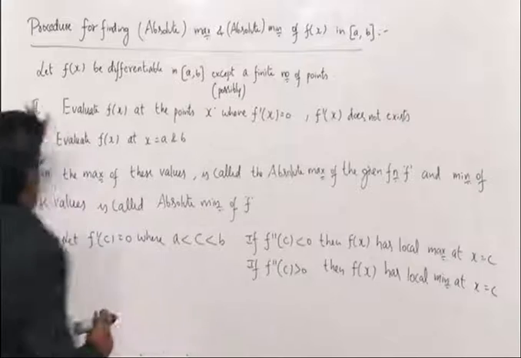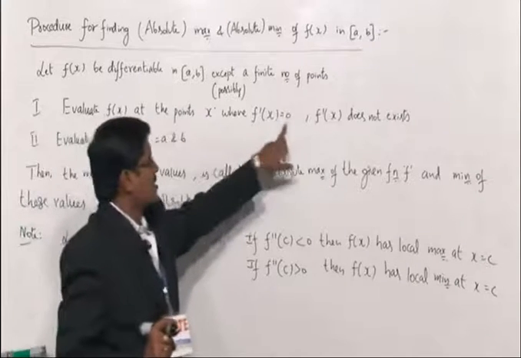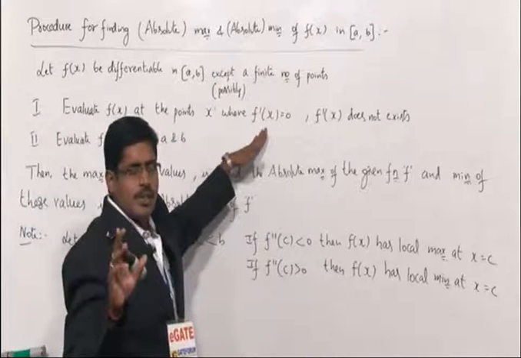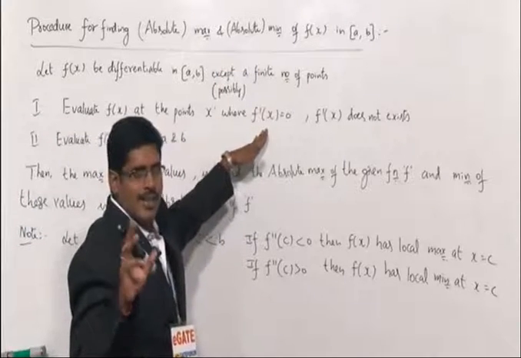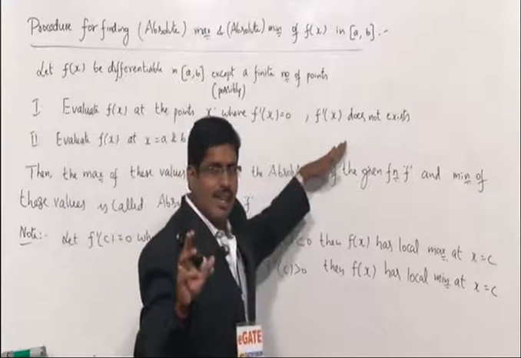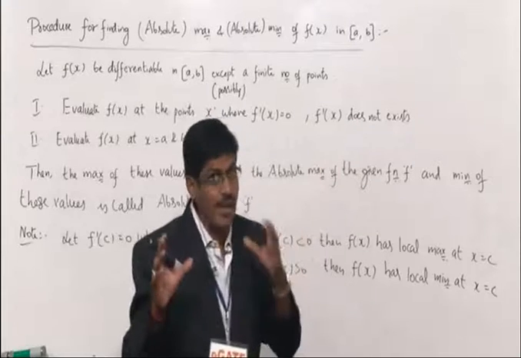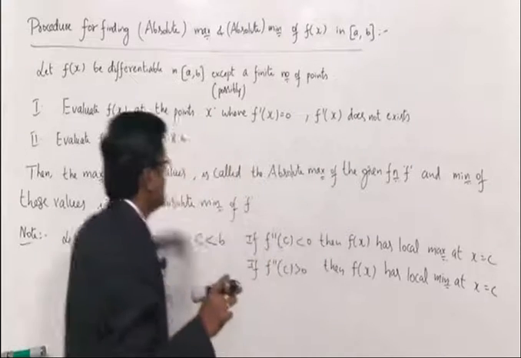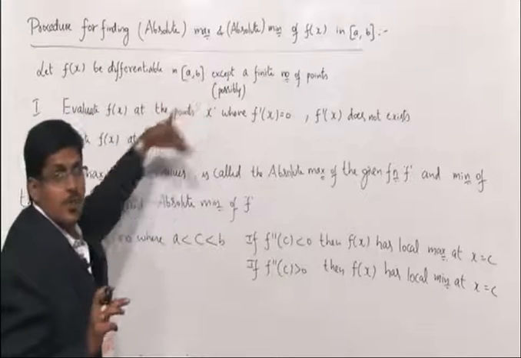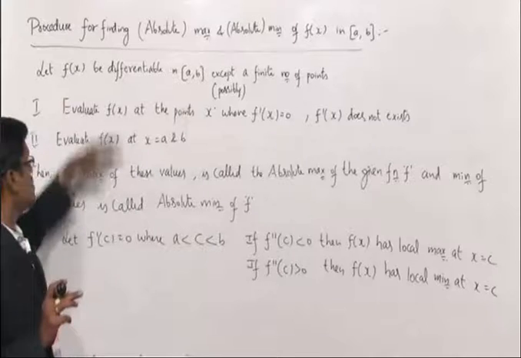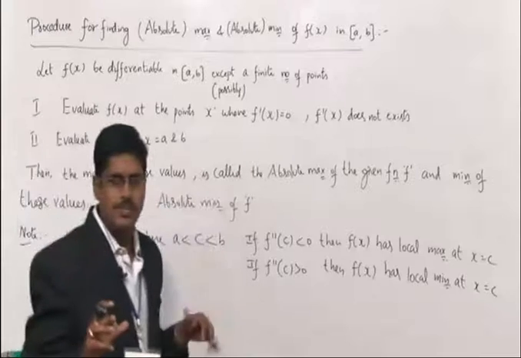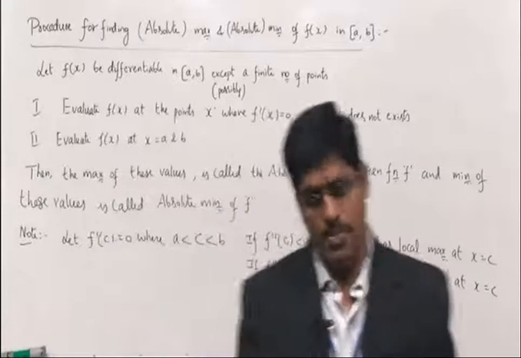Now see, evaluate f(x) at the points x where f'(x) equals 0. That step was done already in the previous problem. Find f'(x) equal to 0, find the corresponding x values, and at those x values find the function value. Similarly, find the x values where f'(x) does not exist, and evaluate f(x) there also. Step 2, at x equal to a and b, the endpoints of the given closed interval, find the f(x) values. So in these two steps you get some f(x) values. The maximum of these values is called the absolute maximum, and the minimum of these values is called the absolute minimum.